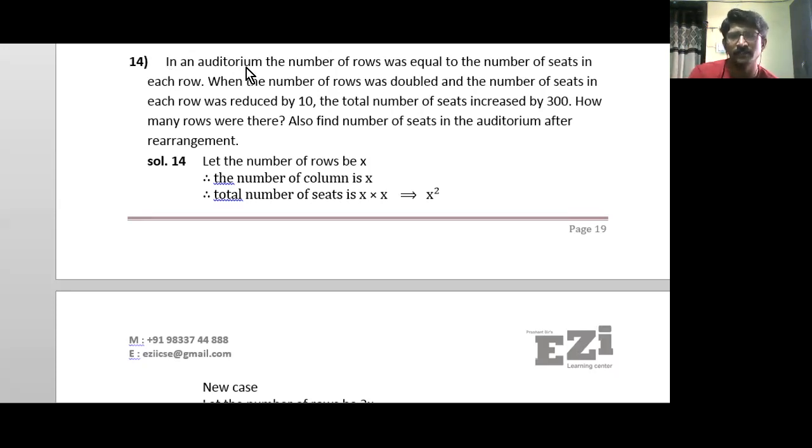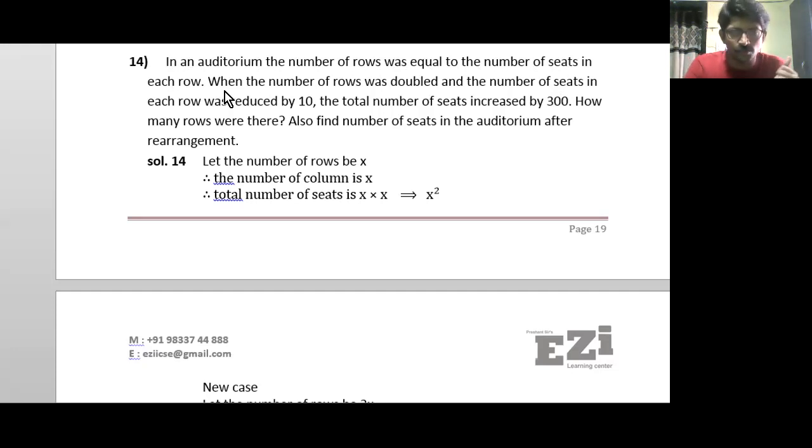In an auditorium, the number of rows was equal to the number of seats. Means what? Suppose there are 5 rows: row 1, row 2, row 3, row 4, row 5. And obviously if there are 5 rows, that means in each row there are 5 chairs. So how many chairs will there be? 5 into 5, 5 square. Are you understanding? So in an auditorium, the number of rows was equal to the number of seats.